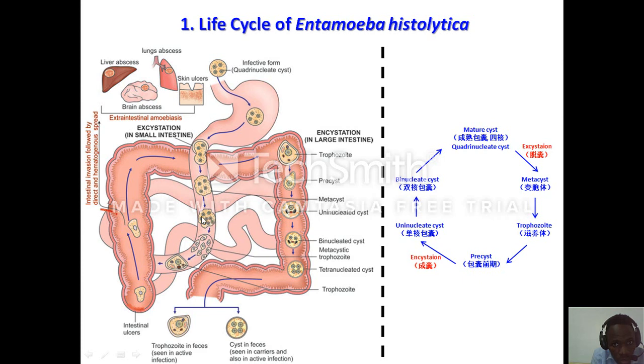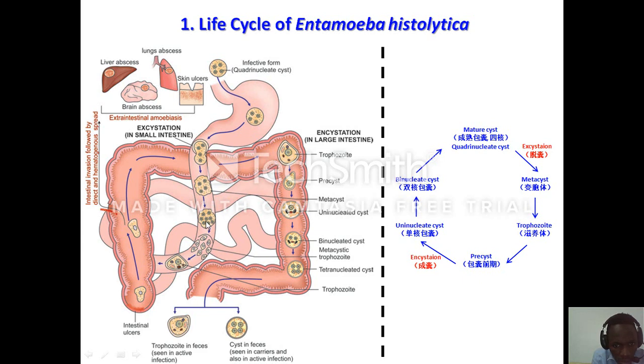The cysts become so many. There are so many cysts, and these cysts contain nuclei. That's why we call them quadrinucleate. You can see here 1, 2, 3, 4 nuclei, but we call it quadrinucleate, quadri standing for 4, and nucleate standing for nucleus. So each of these contains what we call a nucleus.